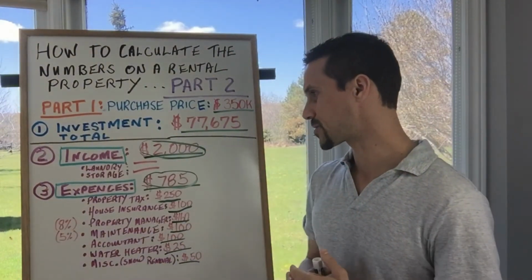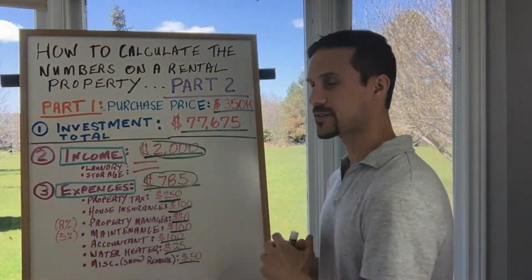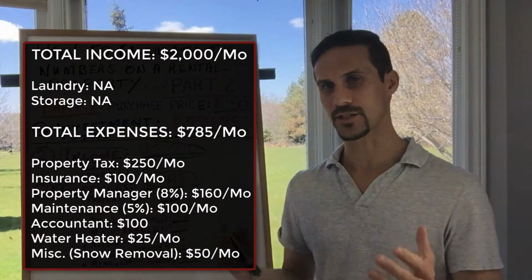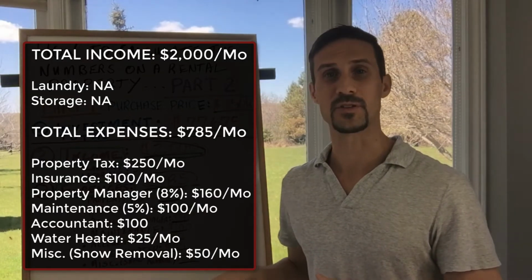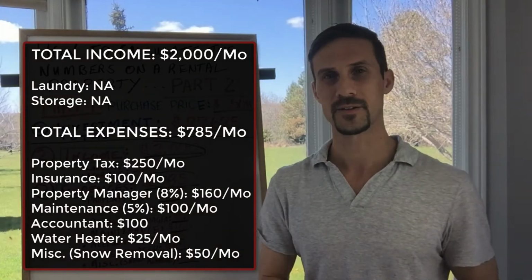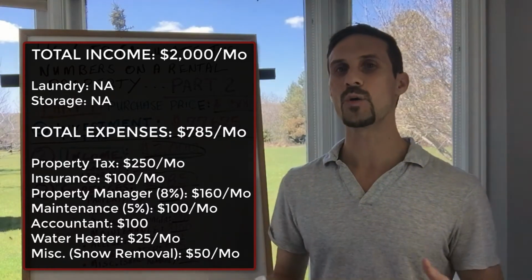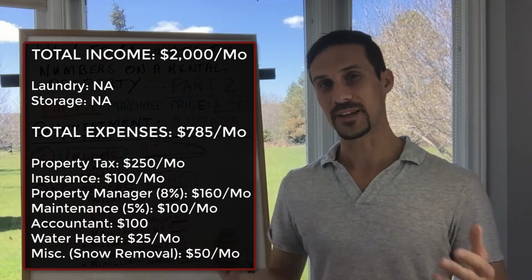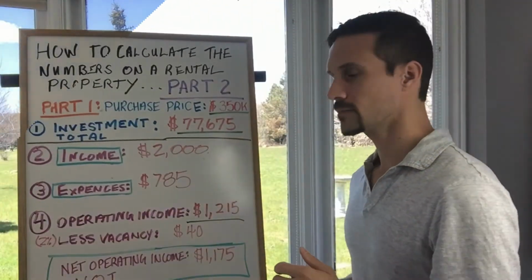So we're looking at this right here going, okay, we have $2,000 coming in, and roughly $785 going out. So the next logical thing is to figure out the difference between these, but there's one other element that we're missing. What about vacancy? What if somebody moves out? So we always add a little bit of a buffer in for that, and this is how we end up coming up with our net operating income.